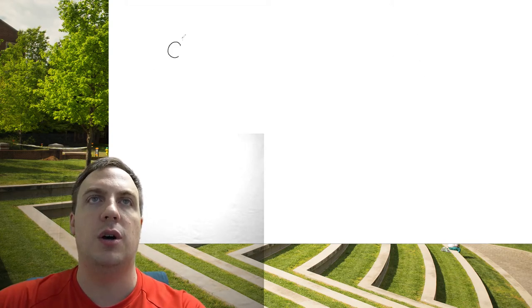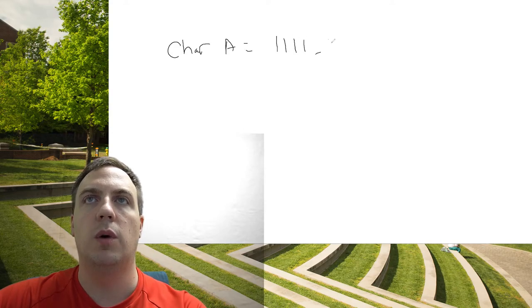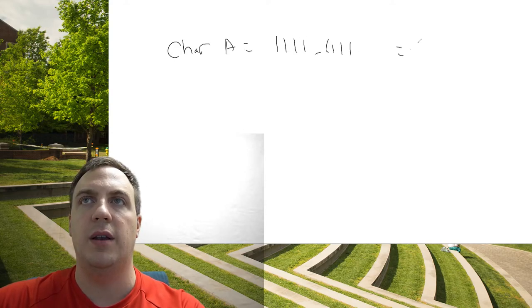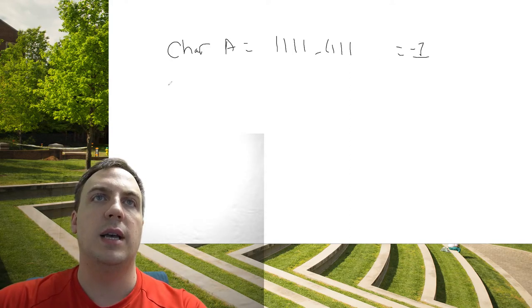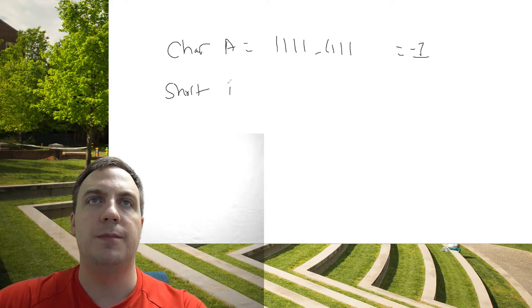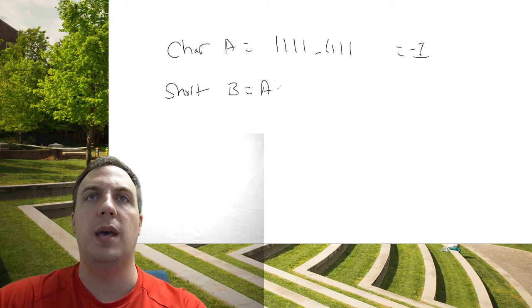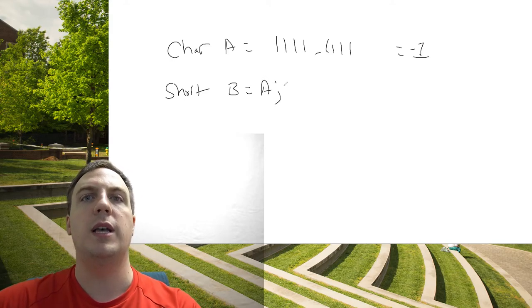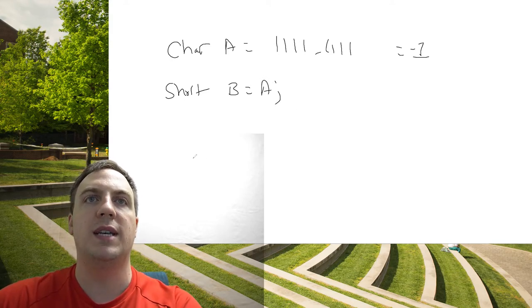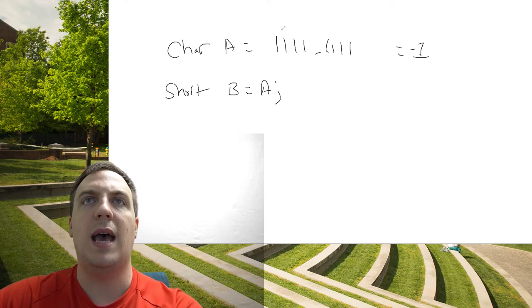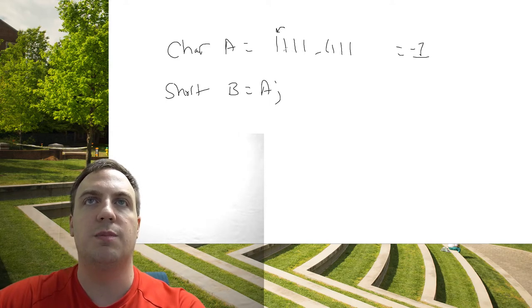So let's say we had char A equals 11111111. If you recognize that, that's the value negative 1. And then let's say we have short B. So what's going to happen here if we say B equals A? Well, there are two different ways we can widen this. So we know we're going to have 16 different places, but what happens if I widen this by just putting zeros in front of it?